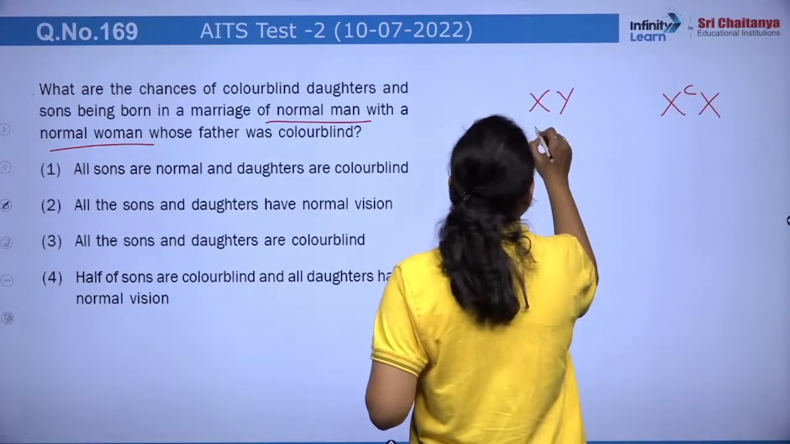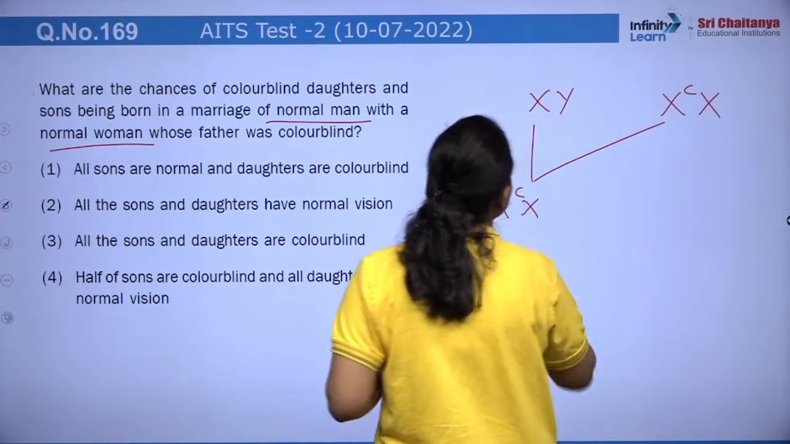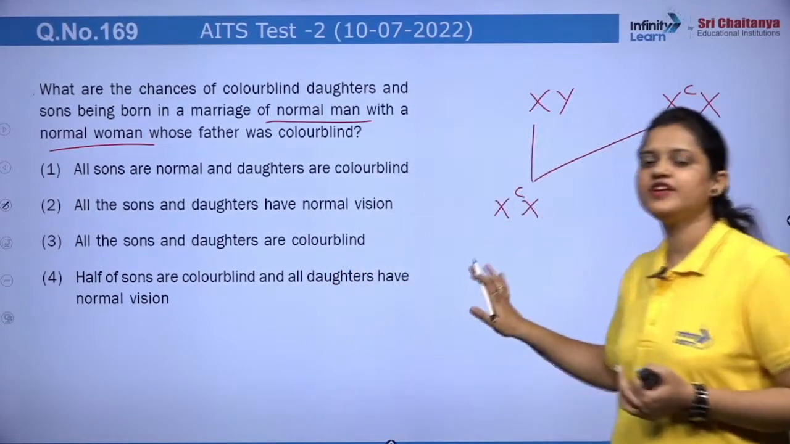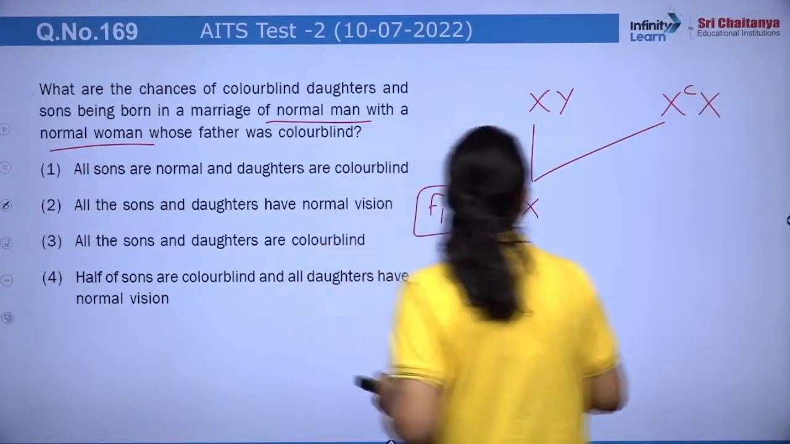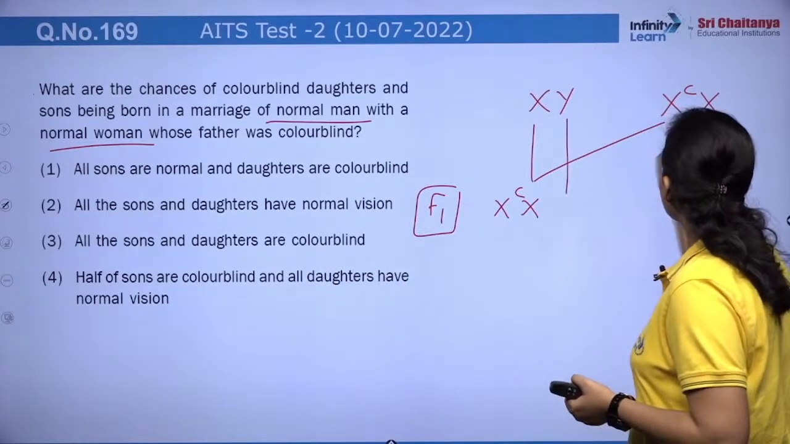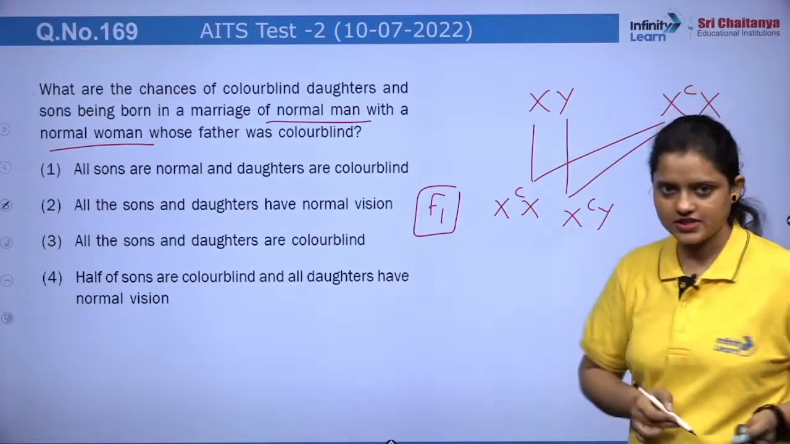Now let's see what progeny will be born. It will give a female that is a carrier. This is the F1 generation, right? Now there will be a male that will be affected.